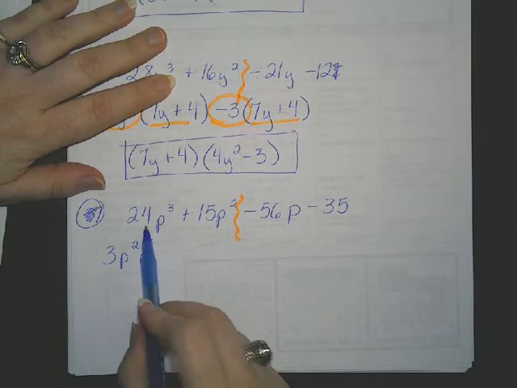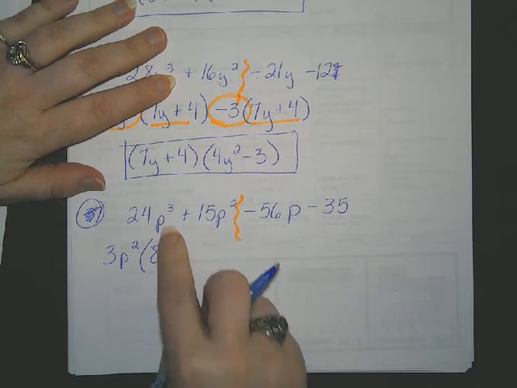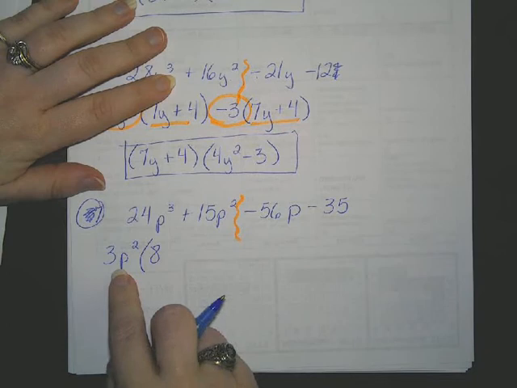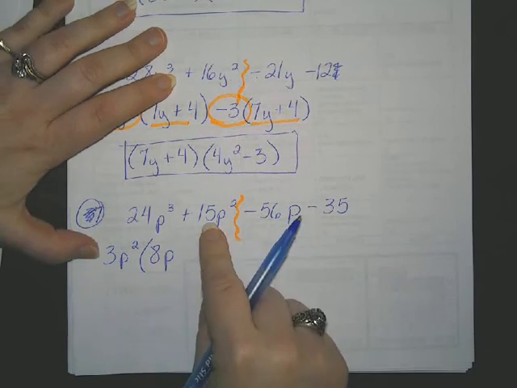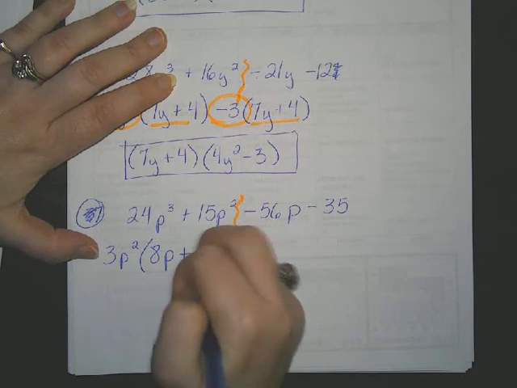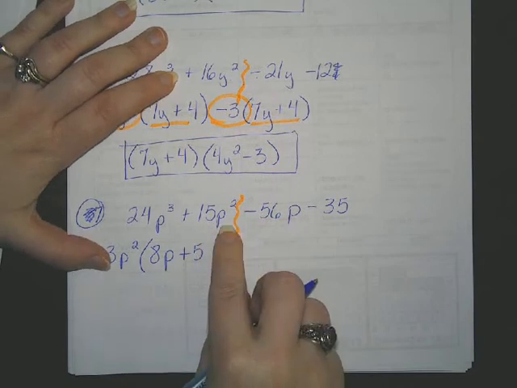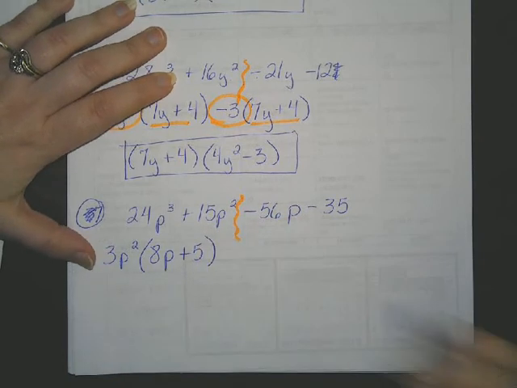I had 3 p's, I took 2 away. I'm left with 1. 15 divided by 3 is 5. I had 2 p's, took 2 away. I don't have any left. Behind the line, write down the sign.